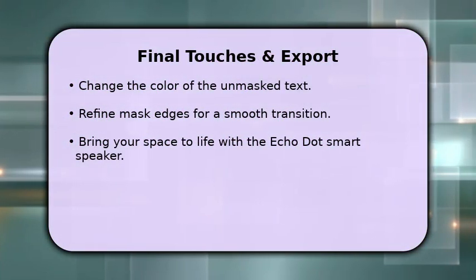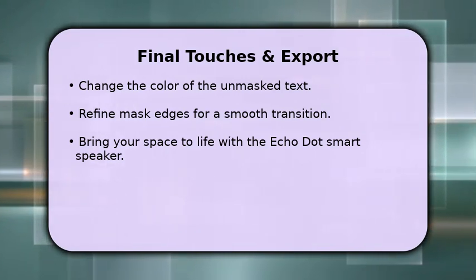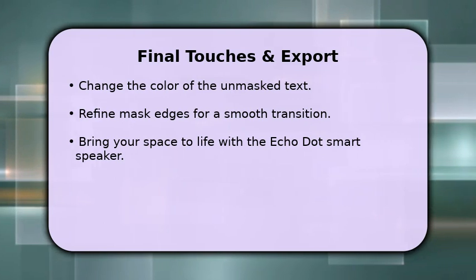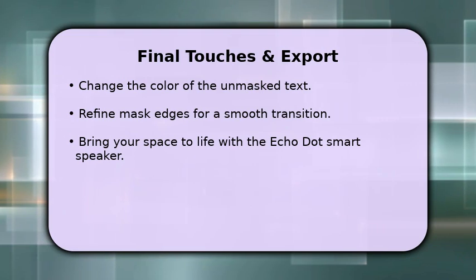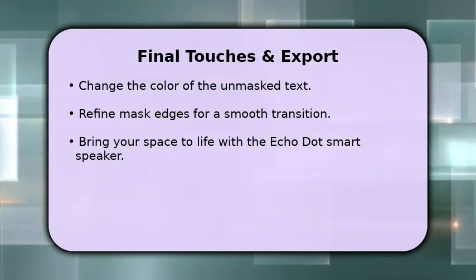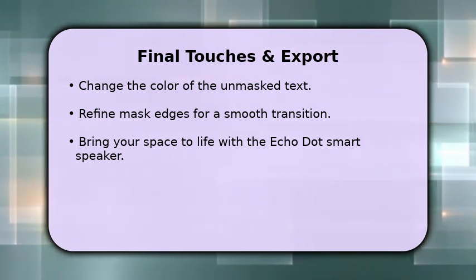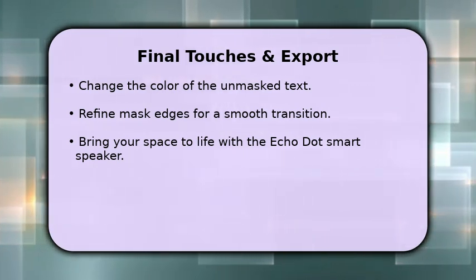Finally, select the duplicated text layer again and change the color of the unmasked section to your second desired hue. You can further refine the mask's feathering to create a softer or sharper transition between the two colors. Experiment with different mask orientations and colors to achieve unique effects. Once satisfied, export your video in high quality.